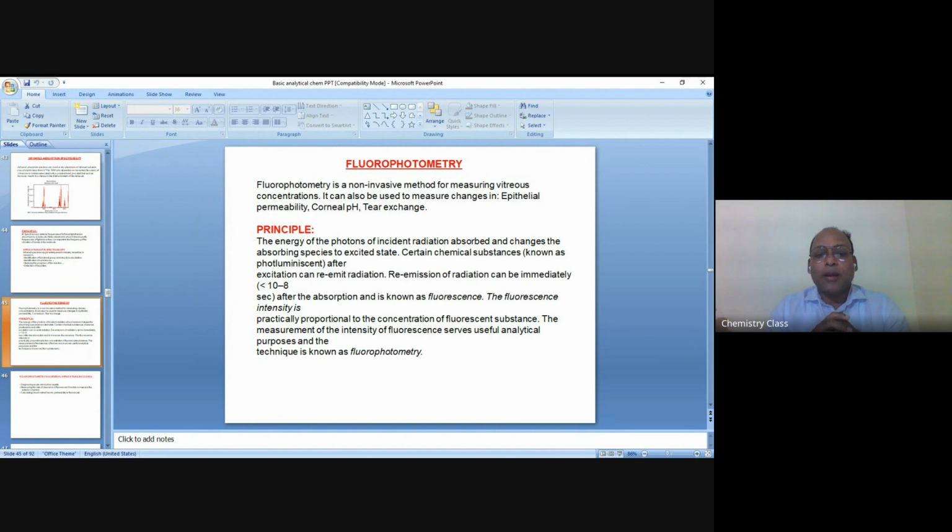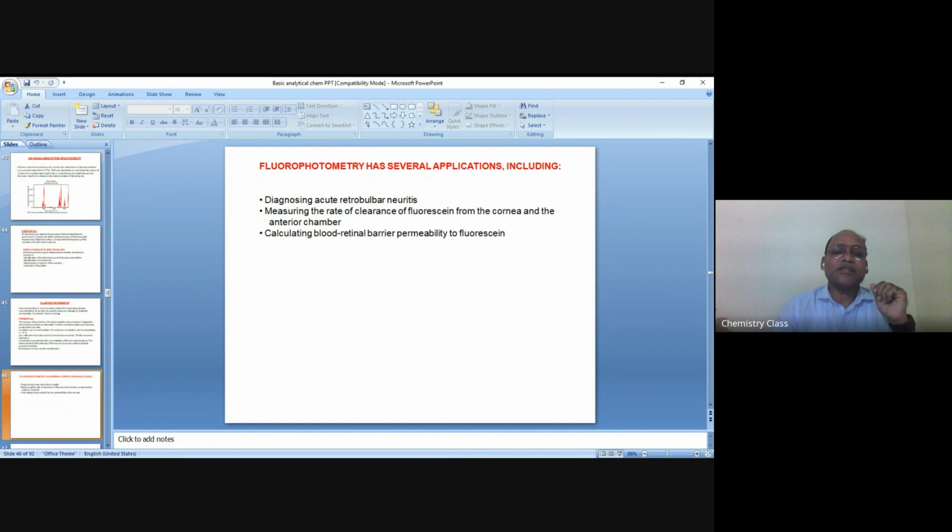So the fluorescence intensity is practically proportional to the concentration of the fluorescent substance. The measurement of the intensity of fluorescence serves useful analytical purposes, and the technique is known as fluorophotometry. Okay, so this is the principle, and fluorophotometry has several applications.